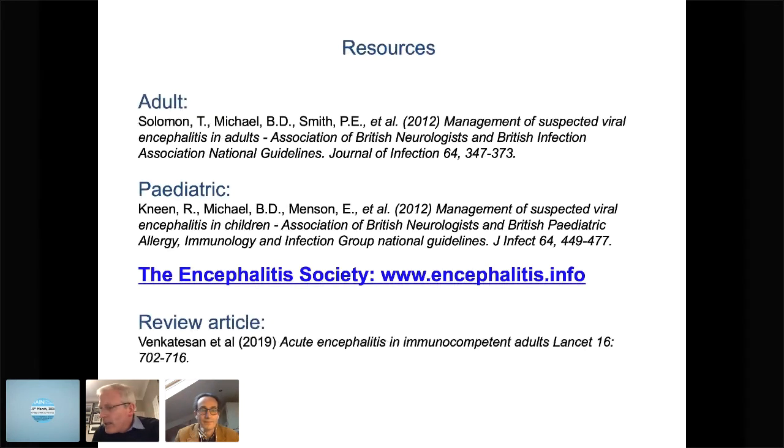And I think it's 20 past, so I shall leave it there with this slide that gives you some resources to the UK adult and pediatric guidelines for encephalitis. I wholeheartedly commend the Encephalitis Society to you as a source of information, particularly for patients and relatives. And if there's one recent review article to look at, the Lancet article by Venkatesan and colleagues is a very nice overview. Thank you.